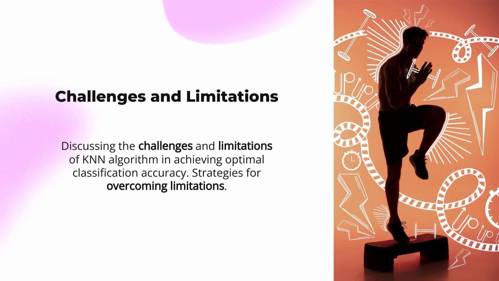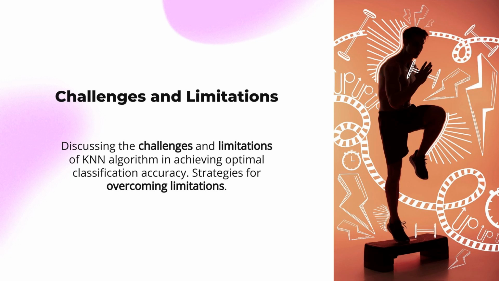2. Sensitivity to noise and outliers. KNN is susceptible to noise and outliers. A few anomalous data points can skew predictions, particularly when using smaller values of K. Outliers in the training set can significantly impact distance calculations and, consequently, model accuracy.